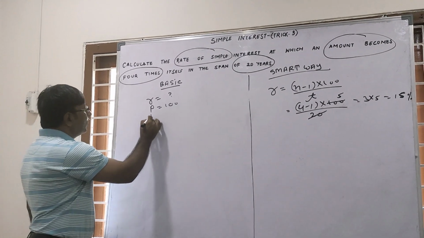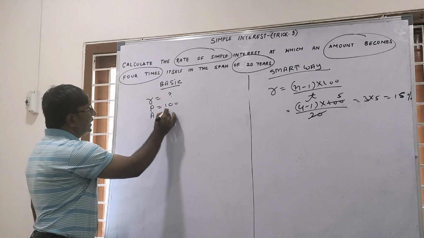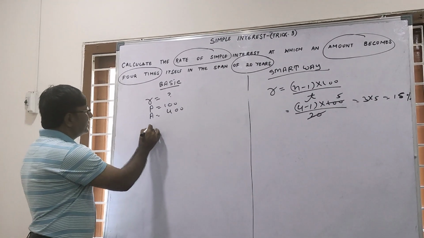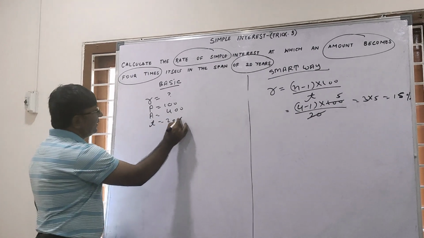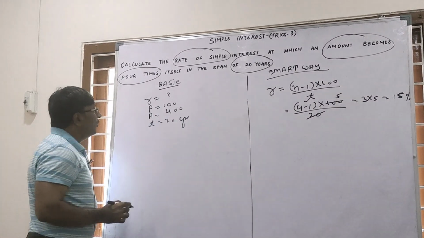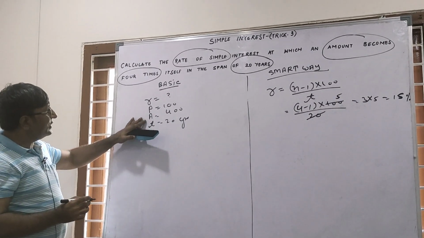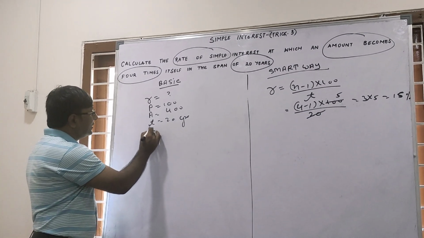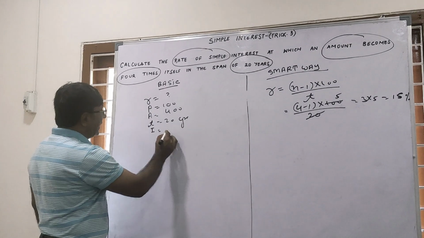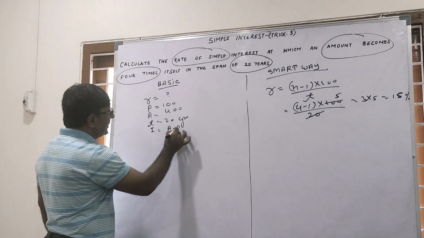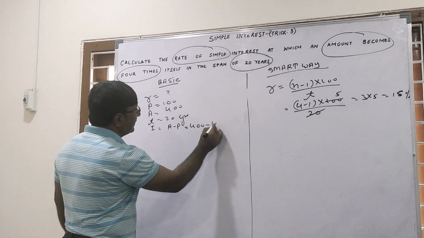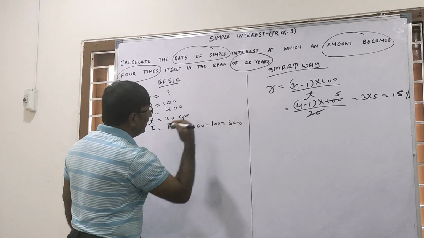So the amount equals what? 4 times of 100, that is 400. Now time is given, T is 20 years. So T is given, A is given, P is given, so we can find I, that is simple interest, easily. Simple interest I equals A minus P. A is 400 and P is 100, so this is 300.